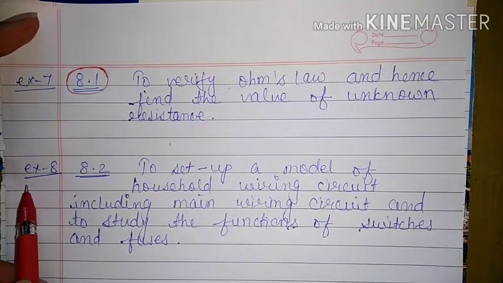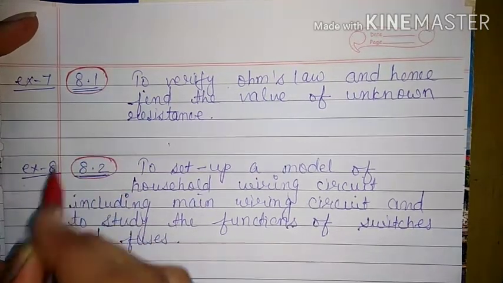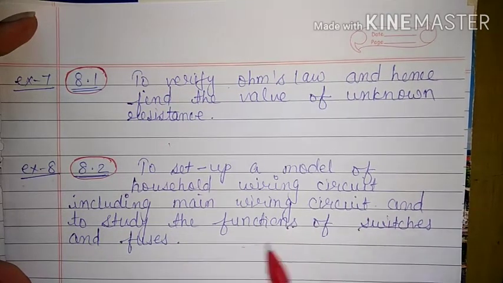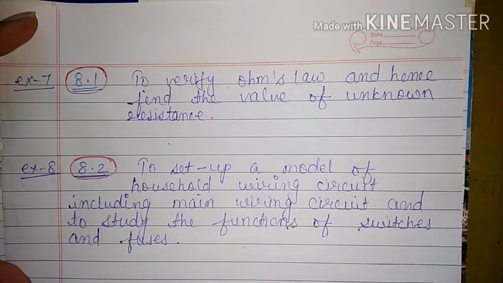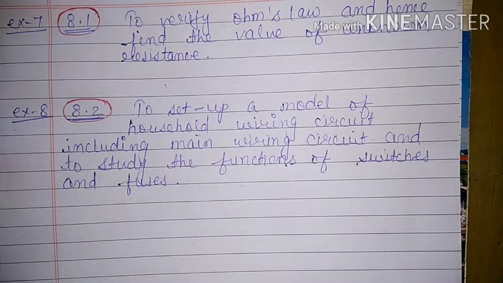The last experiment, experiment number 8, which is marked as 8.2 in the lab manual, is to set up a model of a household wiring circuit including the main wiring circuit and to study the function of switches and fuses. These are the total 8 experiments which we have to do in the lab manual.